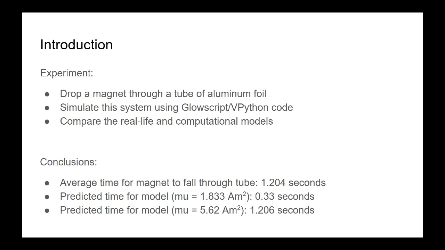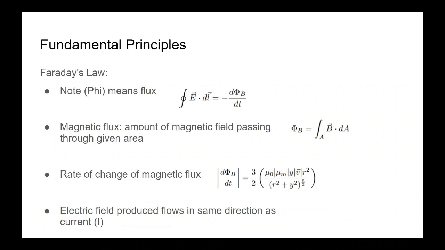In conclusion, observationally for the magnet to fall through the tube, it took about 1.204 seconds, but the same conditions in the simulated model took only 0.33 seconds to fall, so much faster. And the model took about the same time that it did observationally when we changed the magnetic dipole moment to be much, much higher at 5.62 ampere meters squared.